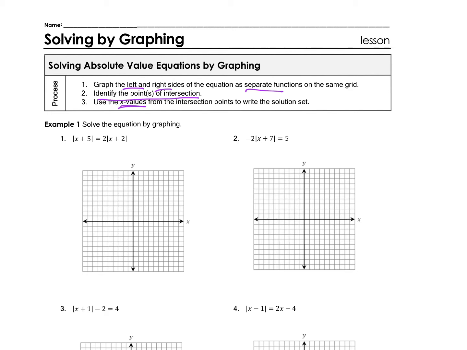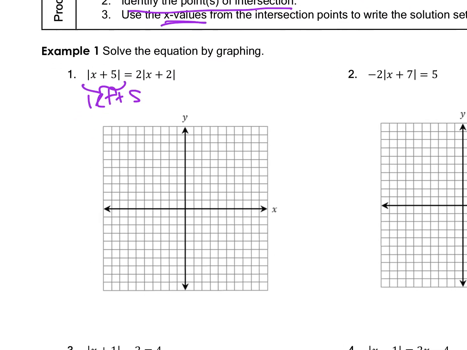All right, so if we look at number 1, we're going to look at just the left side. This would be shifting our parent function left 5. That's what we've been working on. So I'm going to go ahead and graph that. The slope is 1 over 1, so up 1, right 1. And then we want a V, so up 1, left 1.